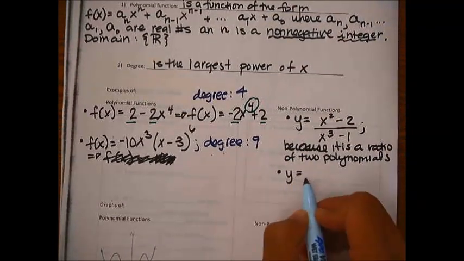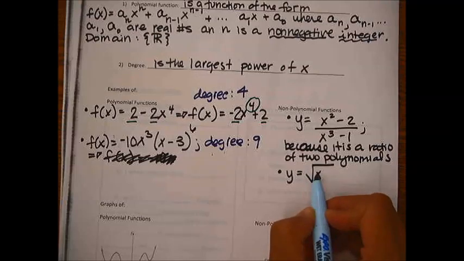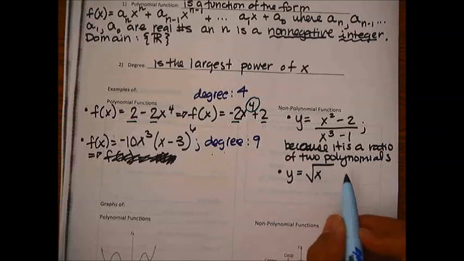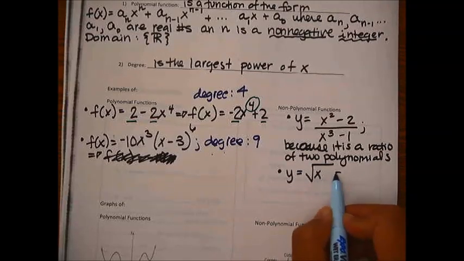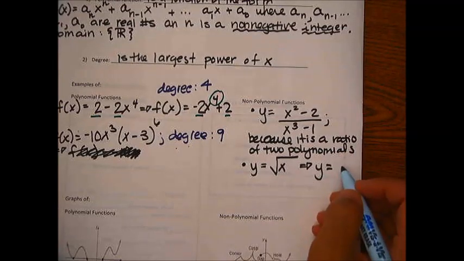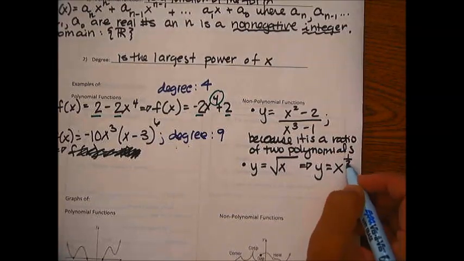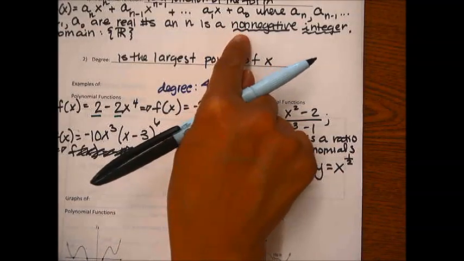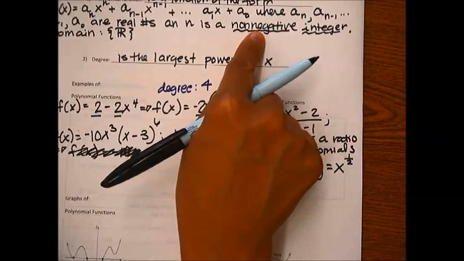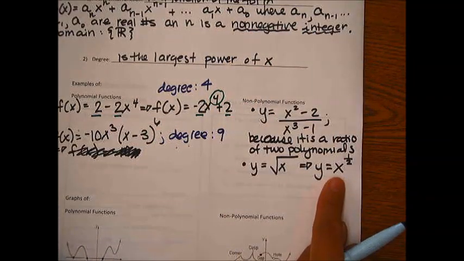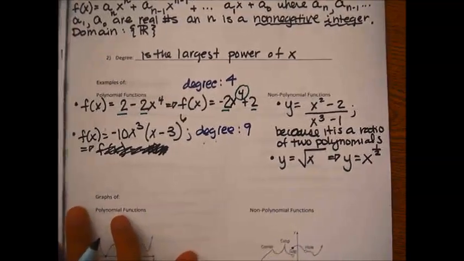All right, so over here, non-polynomial. Y equals square root of x. The reason that this is not a polynomial is that when I want to rewrite it, square root of x is really x to the power of a half. Well, half is positive, so that's true, but it's not an integer. So therefore, this is not a polynomial. All right, one more.